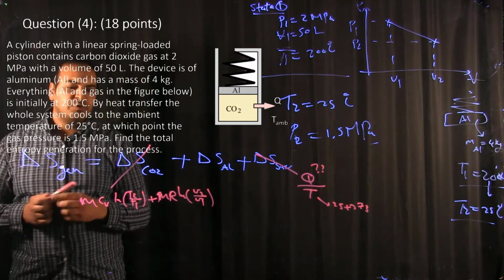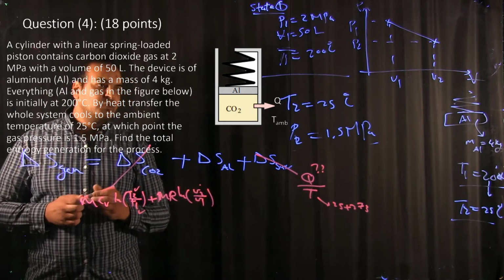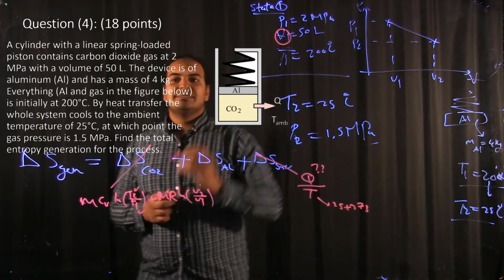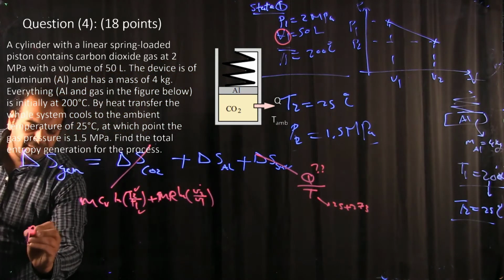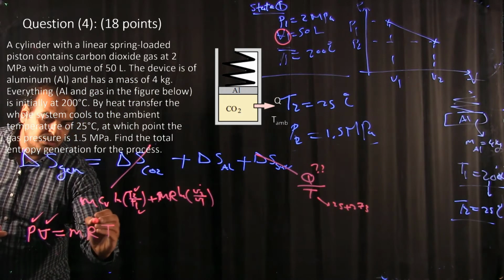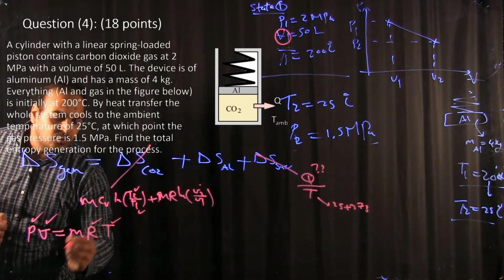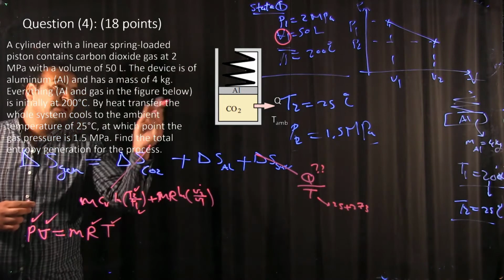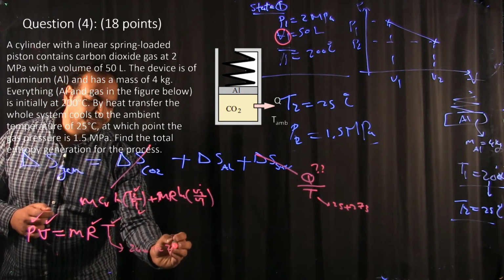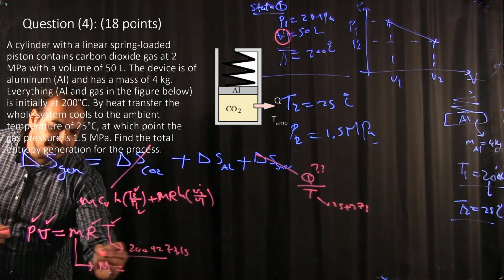So we need to get the m for the carbon dioxide. We have T2. We can get V2 and V1 because we have everything at 1 and everything at 2. So from this volume, we can get the mass. Simply, you can say PV equals mRT. We have pressure 1, volume 1, R from the table. Temperature is given in Celsius, it must be in Kelvin, 200 plus 273.15. So you can get the mass. The mass is in kilograms.